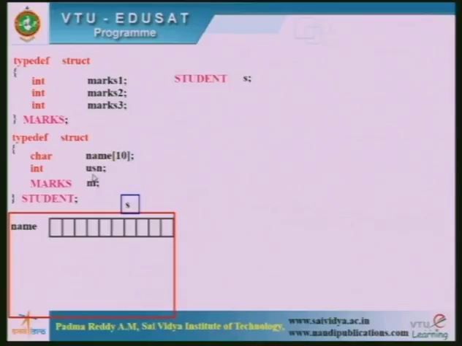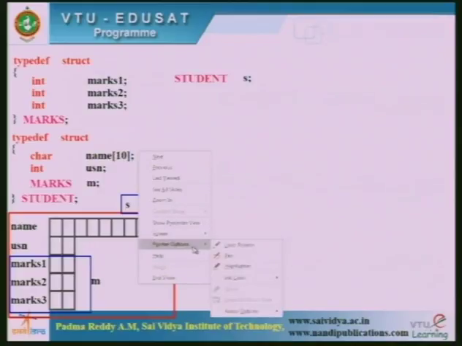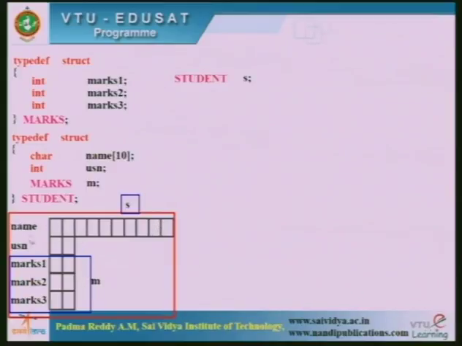And here you have USN, which is of type what? Integer. So 2 bytes will be reserved for the variable, and what is the name given to those two memory locations? USN. And next what we have here? M. M is of type what? Marks. Marks has how many fields? 3 fields. So here 2 bytes for marks1, another 2 bytes for marks2, another 2 bytes for marks3. So the memory is allocated for the structure M. What is the name given for this structure? It is M. Next, if you observe, memory is allocated for name, USN and this structure marks1, marks2 and marks3.